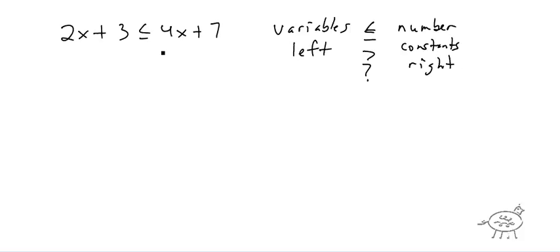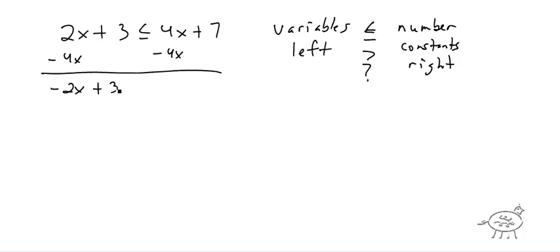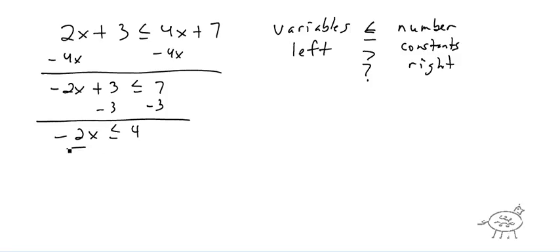So I'm going to subtract 4x from both sides. I get negative 2x plus 3 is less than or equal to 7. And subtract 3 from both sides. You get negative 2x is less than or equal to 4. Divide both sides by negative 2. And once again, you got to remember, when you see divide or multiply by a negative, you have to flip the inequality. So my answer to this problem is x is greater than or equal to negative 2. Pretty basic.